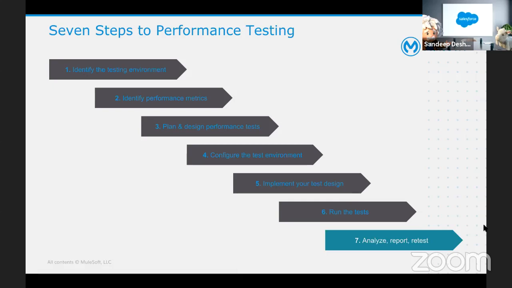First of all, you need to identify the testing environment. When you say testing environment, it may be on-prem or your CloudHub. Then we need to identify the performance metrics, the throughput, latency, and all those metrics that you need to capture. Then finally design your performance test depending on what the requirements are. Then the actual test environment where you're going to do your testing. Then finally you implement your design steps, run the test, and do analysis on the report. So we're going to dig a little deeper into all of the steps and understand what is the process involved in each of these.